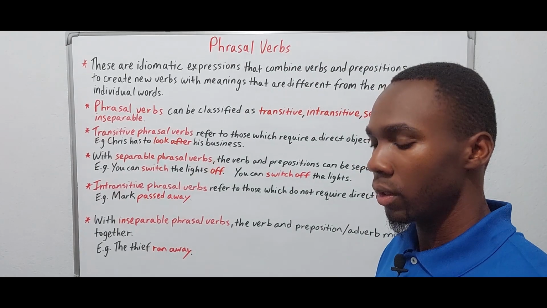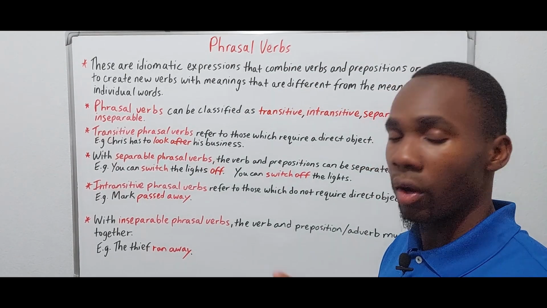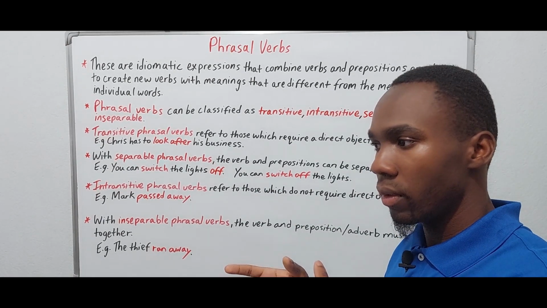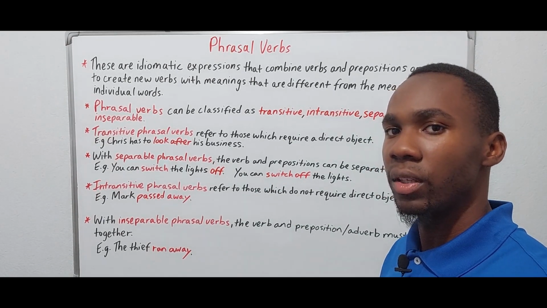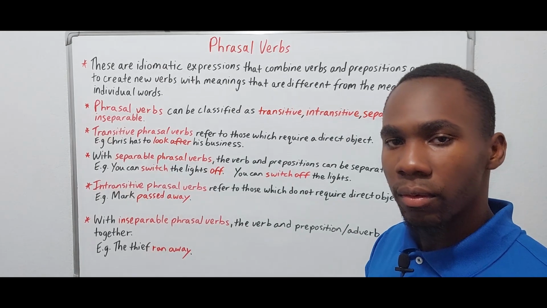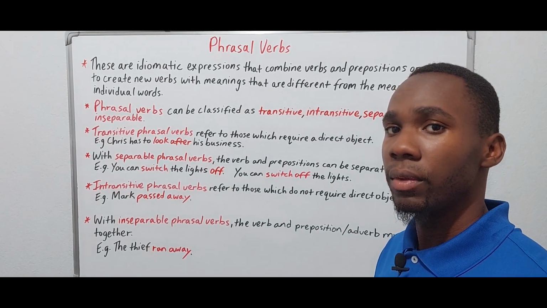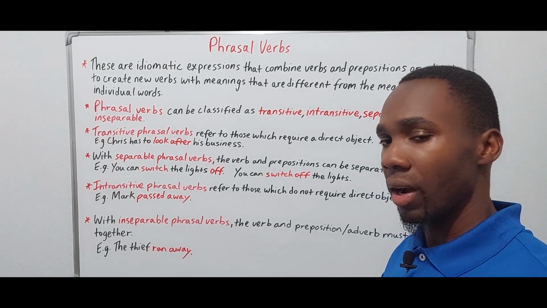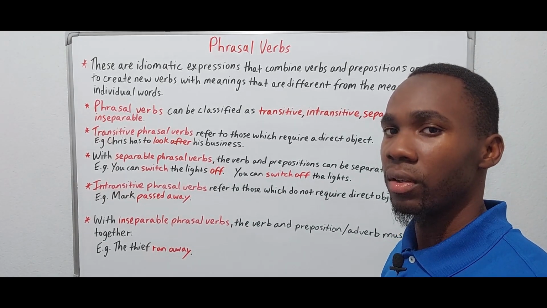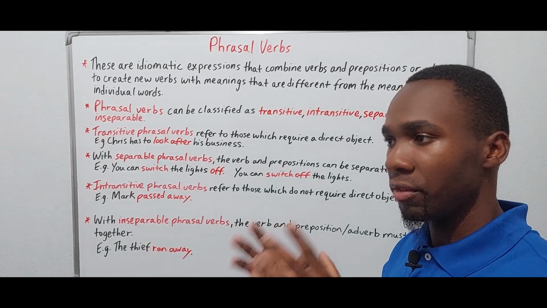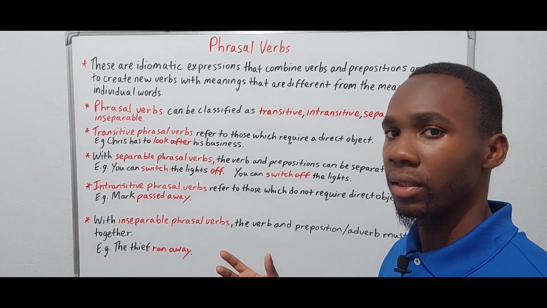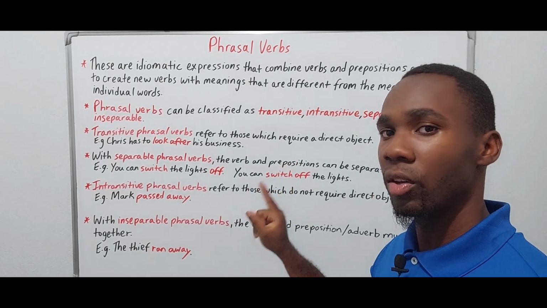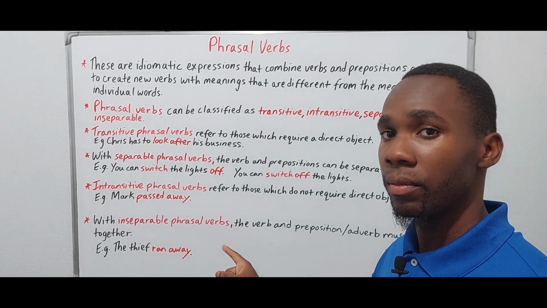All right. So obviously that's the opposite. So with separable phrasal verbs, the direct object can go between the verb and the preposition or after the verb and preposition, right? So that means that the verb and preposition can be separated, okay? But transitive verbs can also be inseparable, right?